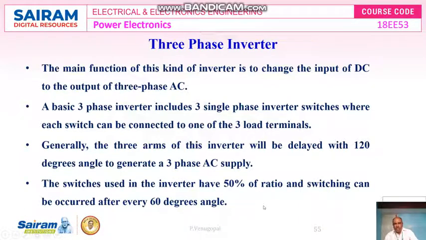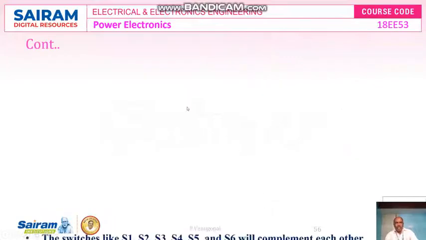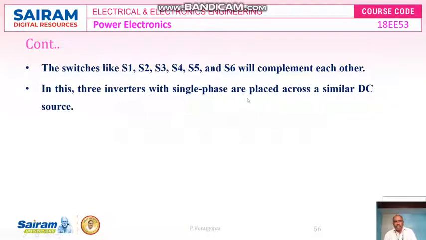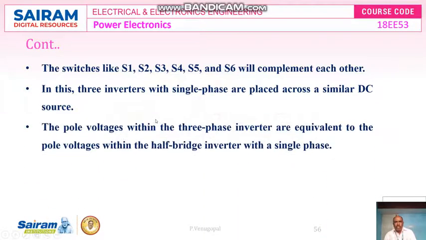The switches used in the inverter are reduced by 50%, and switching can occur after every 60-degree angle, as it contains three arms. So we have six switches: S1, S2, S3, S4, S5, and S6. All the switches are complementary to each other, and the three-phase inverters with the single phases are placed across the DC source, which may be a battery or solar.